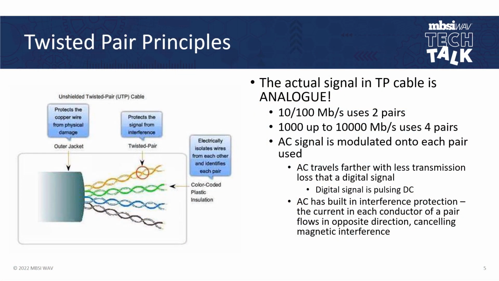All right, so twisted pair principles. The actual signal in this cable is analog. It's not digital. This analog signal is sent up the cable on either 2 or 4 pairs, and it's modulated onto each pair that's used. And so typically, in a gigabit connection, each one of these pairs are used. Each one of these pairs handles up to about 250 megabits, actually a little higher than that, of analog data across the link.